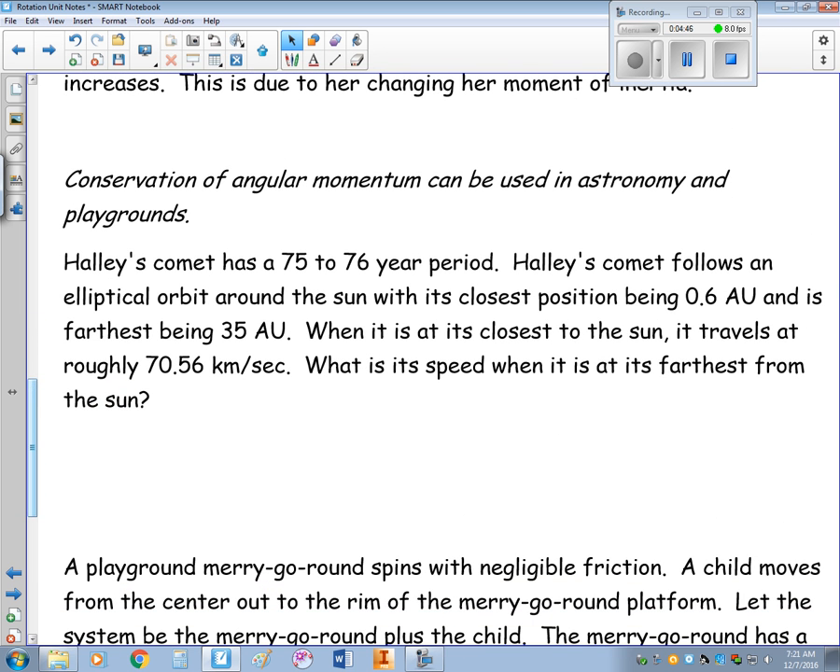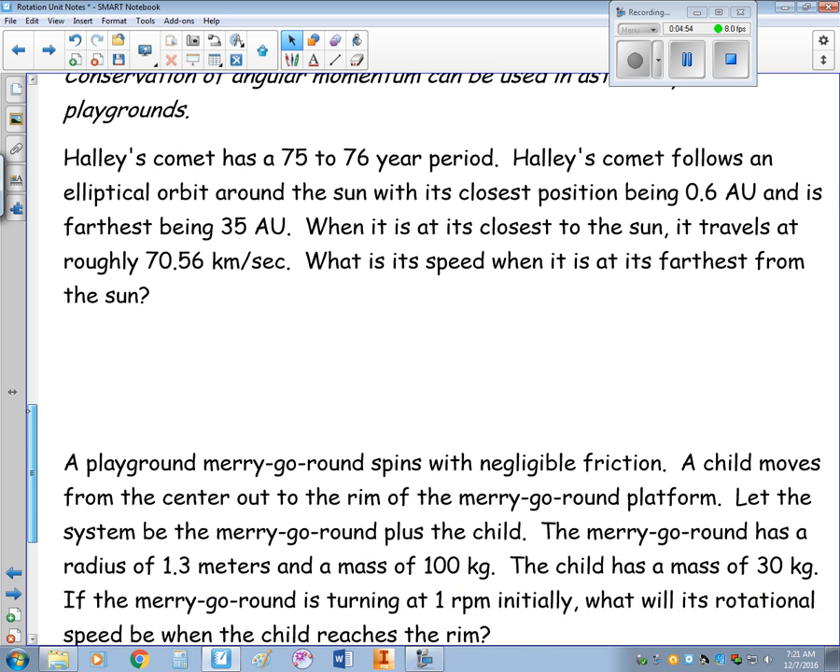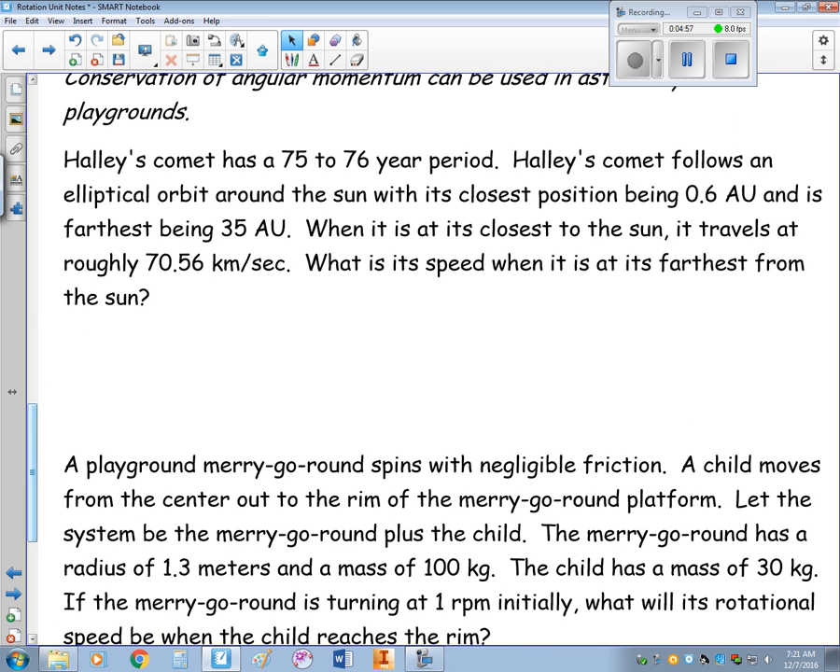Now, conservation of angular momentum can also be used in astronomy and playgrounds. So let's take a look at a couple examples here. Halley's Comet has a 75 to 76 year period. Halley's Comet follows an elliptical orbit around the Sun, with its closest position being 0.6 AU and its farthest position being 35 AU. So I'm probably throwing around some terms you might not have heard yet. AU means astronomical unit. 1 AU is the average distance between Earth and the Sun.